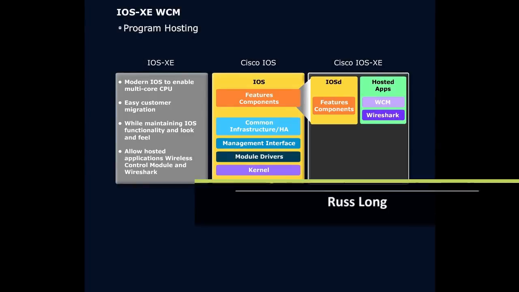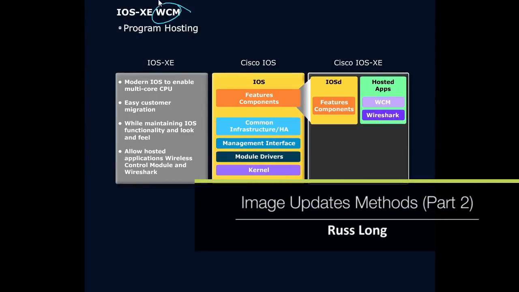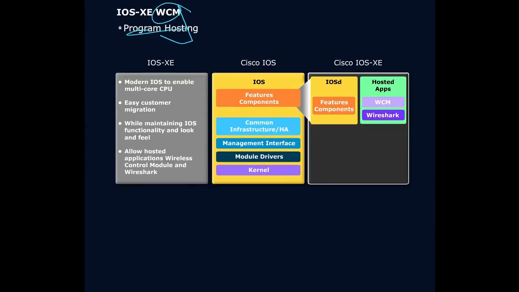All right, for IOS XE, the WCM process, we have program hosting available within IOS XE. It enables us to host different components within the IOS, our feature components and things like that. In the IOS XE, remember, this is a modern IOS with multi-core CPU. This is very easy for customer migration. We have the ability to maintain IOS functionality, look and feel, even though it's not a fully native IOS.